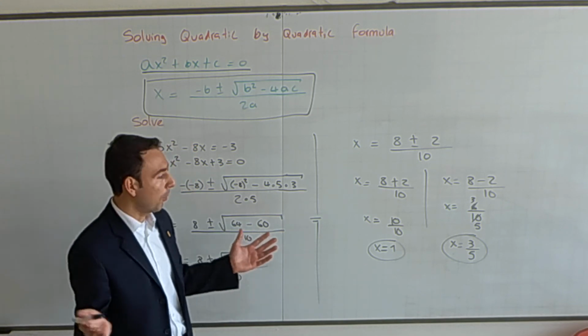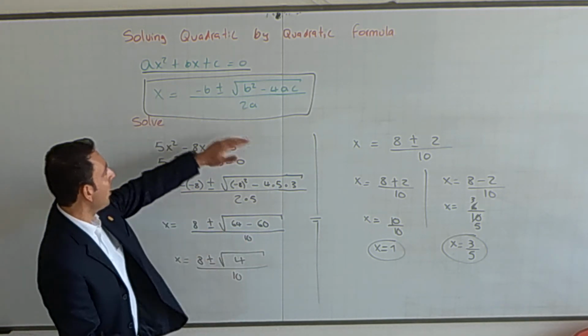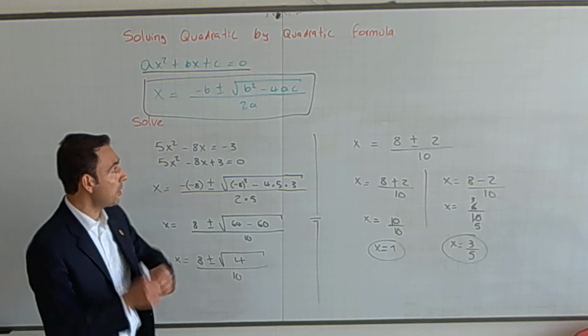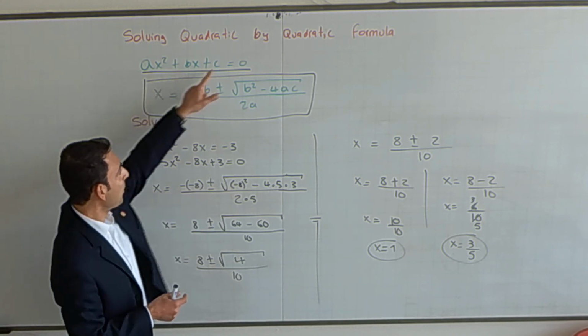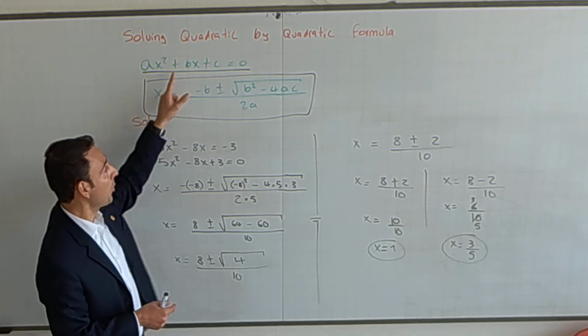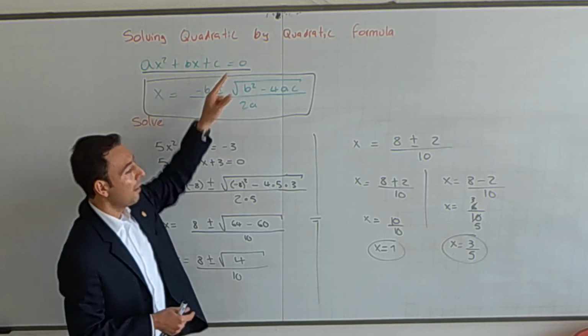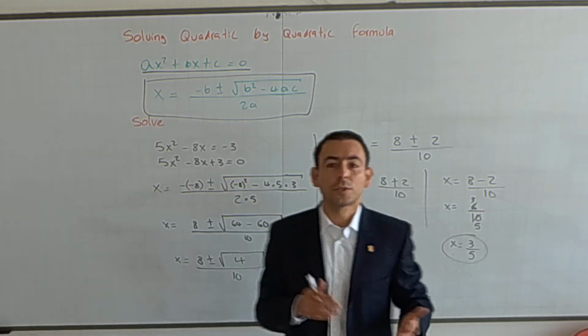Okay guys, pretty simple, just replacing the formula with the a, b, and c values. Important: remember, the trinomial here must be organized in descending order, and it must be in standard form. That means equal to 0.